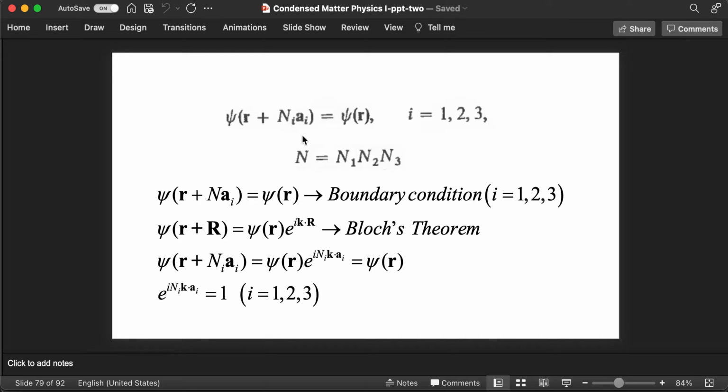That is, a_i is a1, a2 and a3. So I can have integers capital N1, capital N2 and capital N3. So the Born-von Karman boundary condition will hold good for 1 unit cell in one direction, 2 unit cells, 3 unit cells, and so on, over all three directions, a1, a2 and a3.